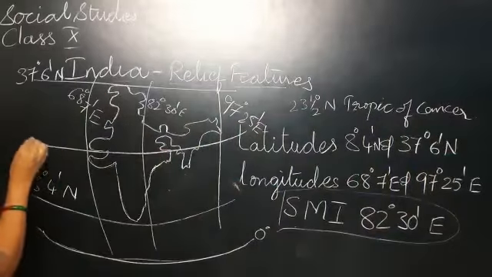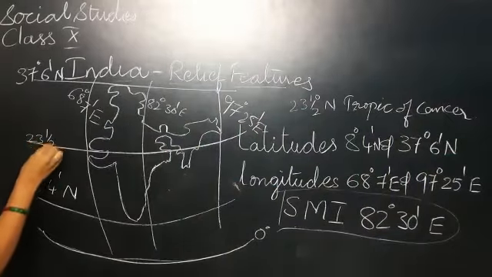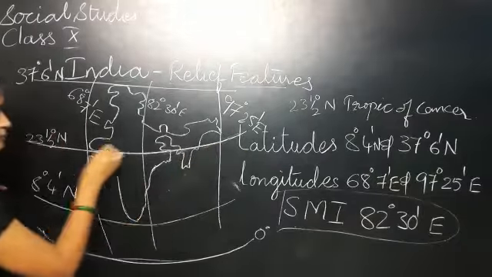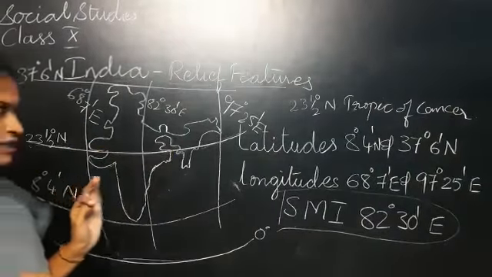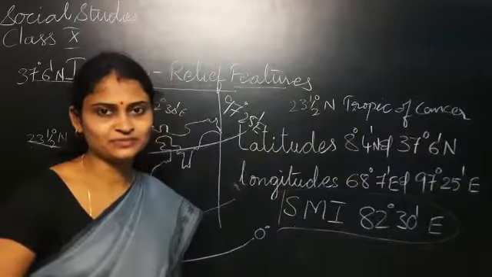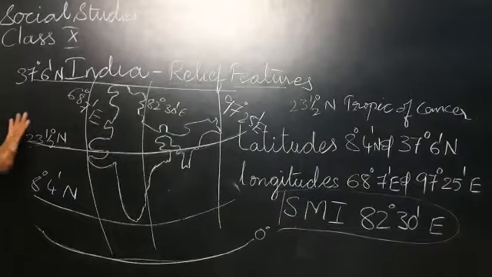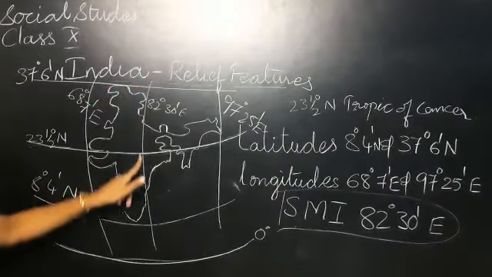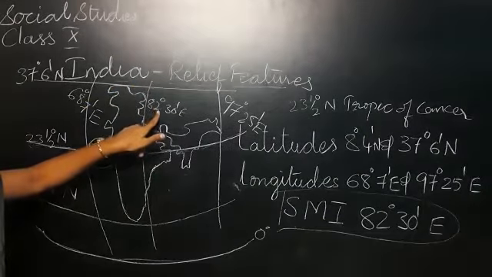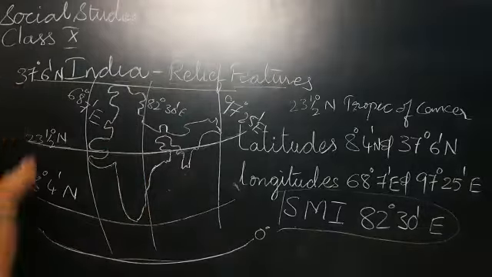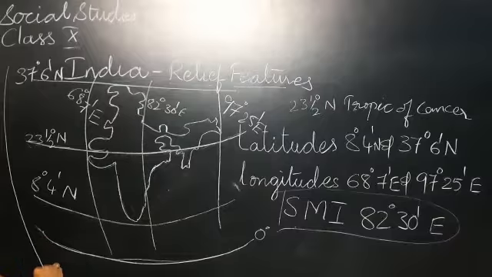Tropic of Cancer, this one. 23.5 degrees north latitude passes through the middle of India. Tropic of Cancer. And what is the time difference between 82 degrees 30 minutes eastern longitude and Greenwich?